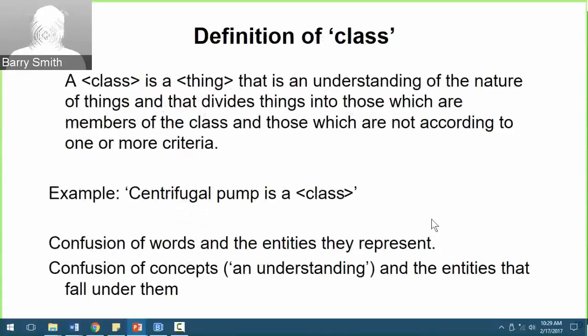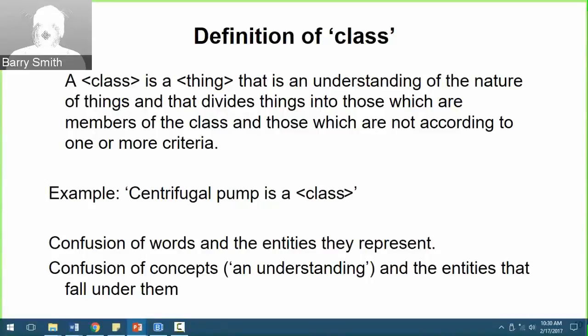And when you look at the definition provided by ISO 15926, the definition makes things worse. So a class is a thing that is an understanding of the nature of things and that divides things into those which are members of the class and those which are not according to one or more criteria. You can just about understand what that means. It's not very good English. But then they tell us that an example of a class would be a centrifugal pump. Now, a centrifugal pump is not a class.